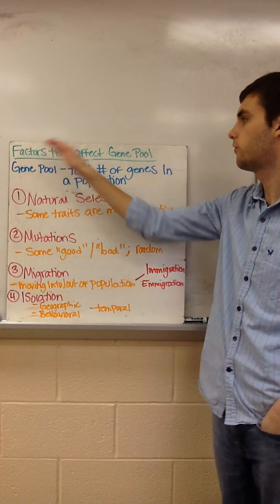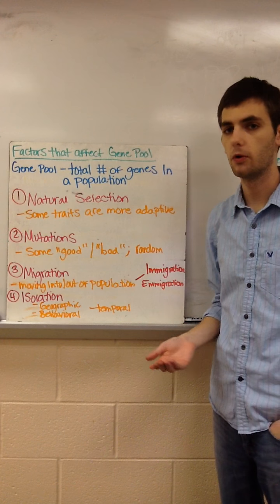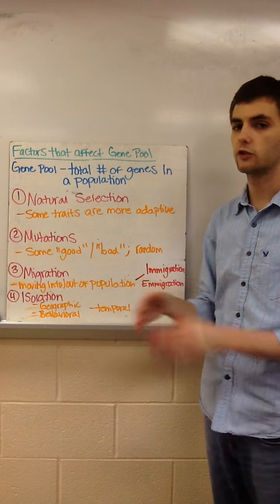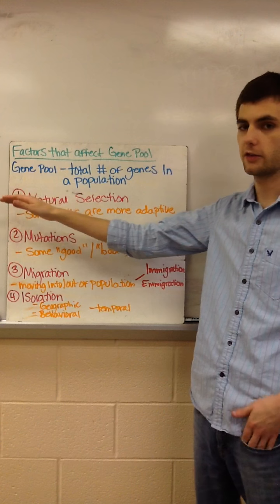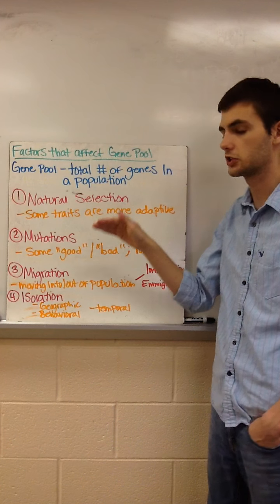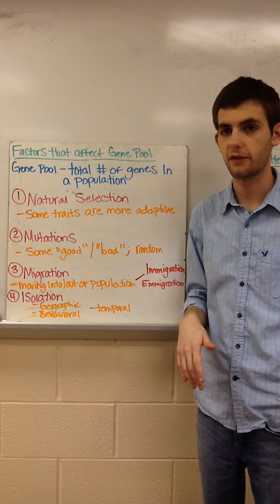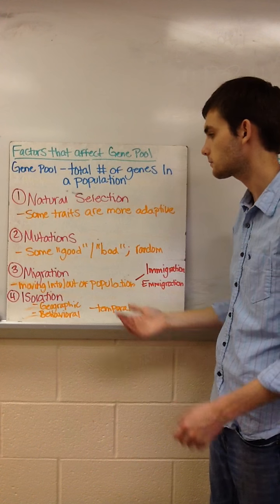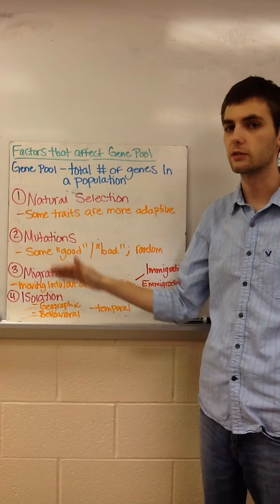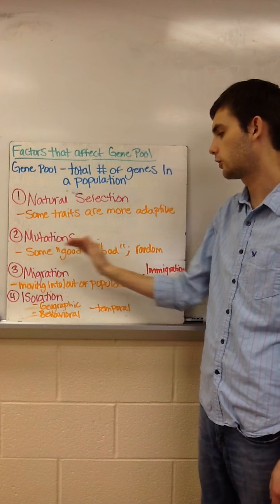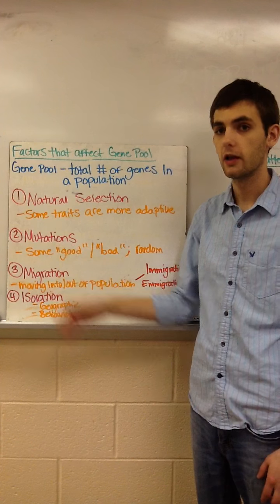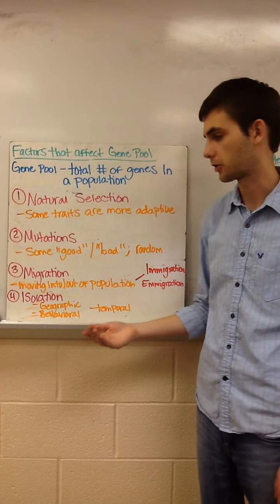And last are the four factors that affect the gene pool. And remember, a gene pool is the total number of genes in a given population. So the first factor that can affect the gene pool is natural selection. And remember, that's when some traits are favorable and others aren't. The second is mutations, which are random changes in DNA, and some of those are good and some are bad. If they're good, they'll be passed on to future offspring.